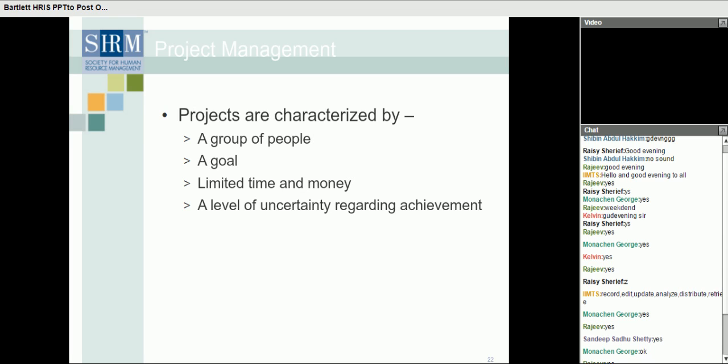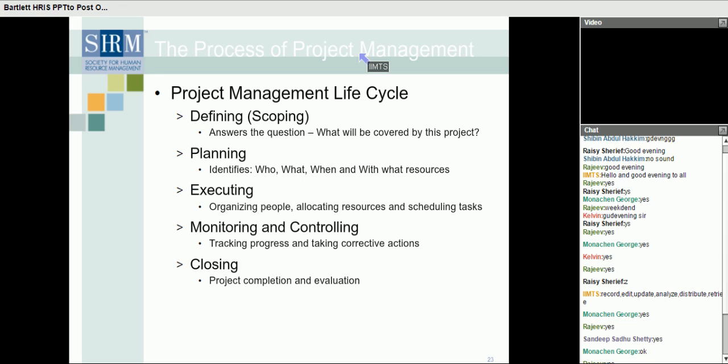Then projects are characterized by a group of people, a goal, limited time and money, level of uncertainty regarding achievement. Then what is the process of project management? Life cycle: defining, planning, executing, monitoring and controlling, and closing.